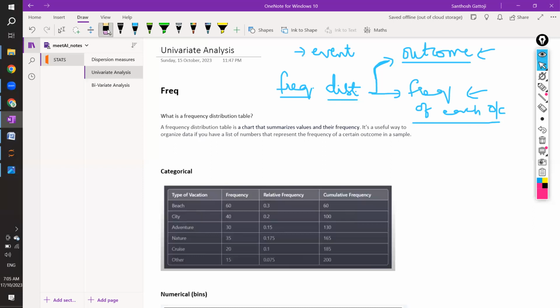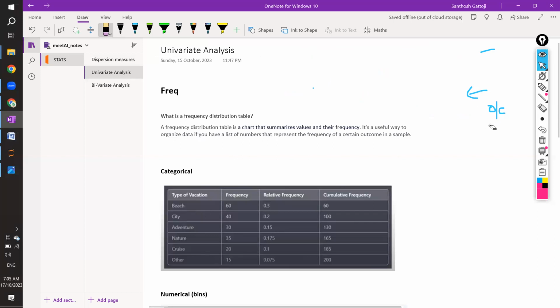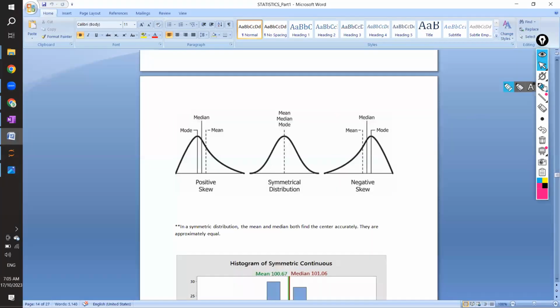Now just to give you an idea, this type of diagram which you have seen here, for example, this is called a normal distribution, right? Symmetrical distribution. If you remember, I also mentioned one of the types of symmetrical distribution is what? Normal distribution. Do you agree?